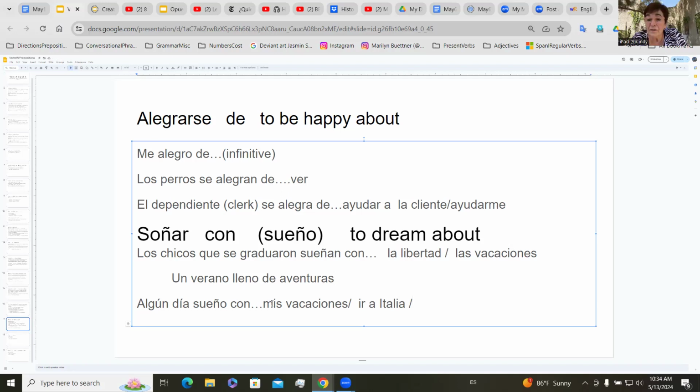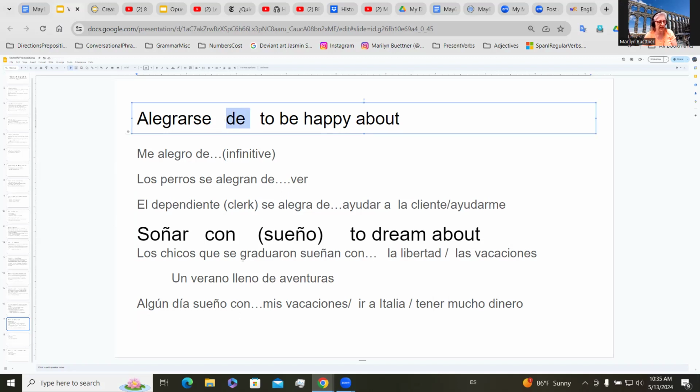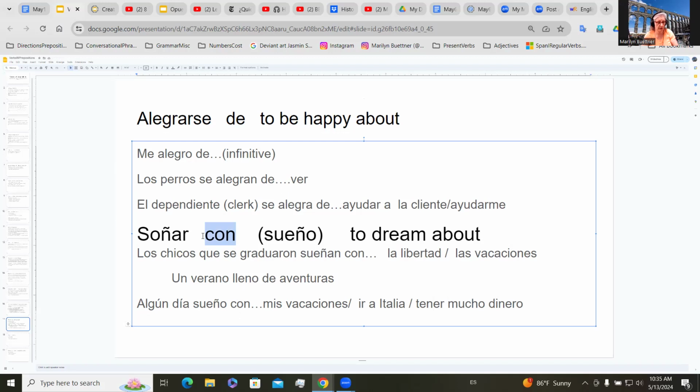Sí. Algún día sueño con ir a Italia. Algún día. Tener mucho dinero. Sí, algún día sueño con tener mucho dinero. A mí también. A todo el mundo sueña con tener mucho dinero. Sí, así es. So, alegrarse likes to pair up with de. Soñar always pairs up with con. You dream with something in Spanish. That's just what you do.